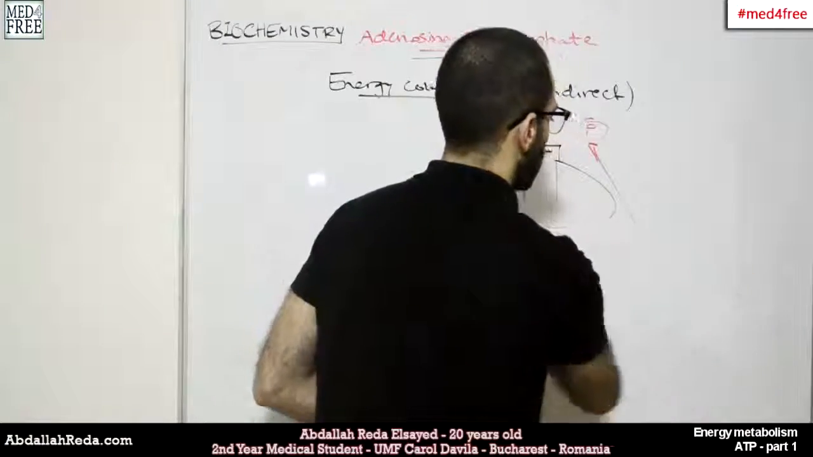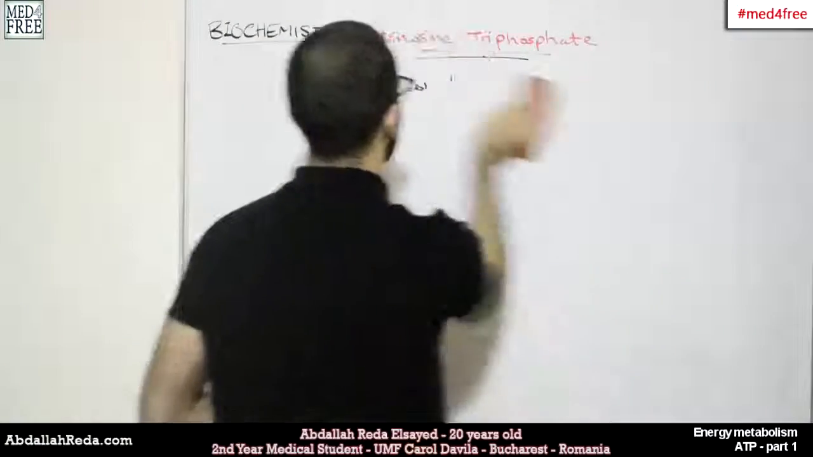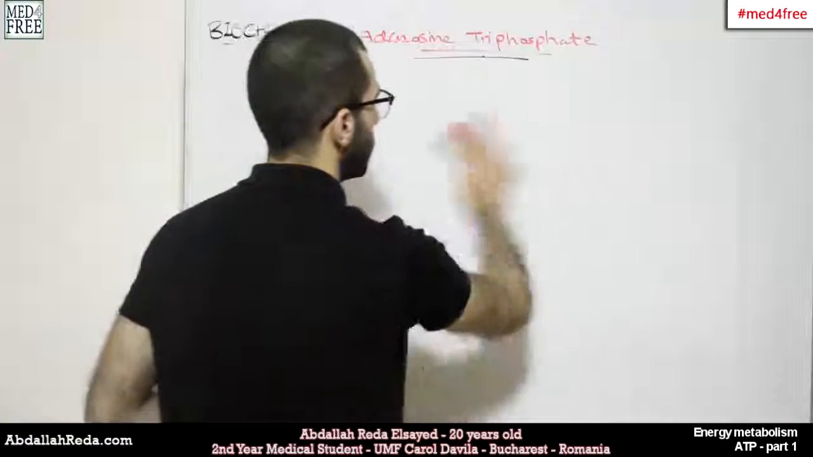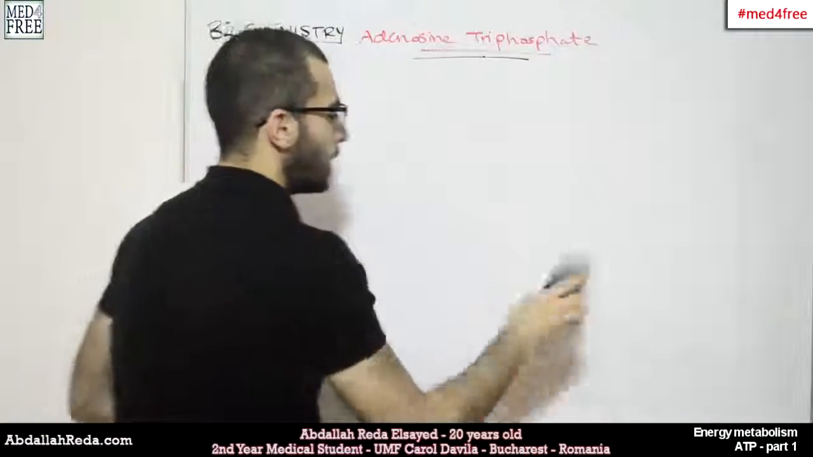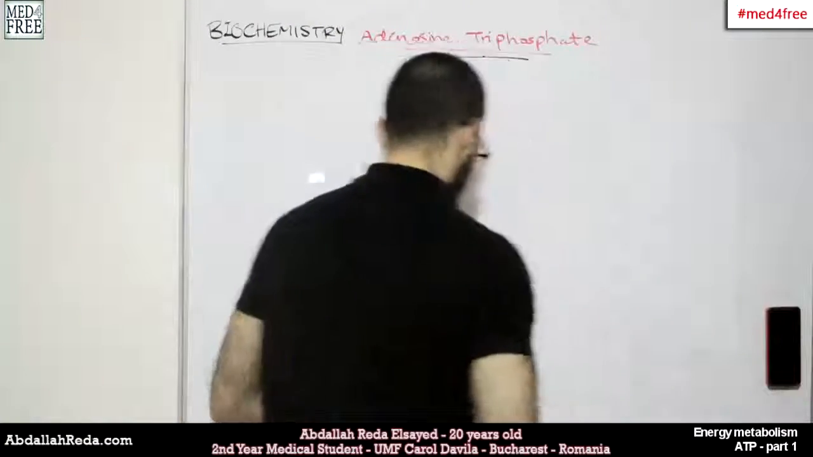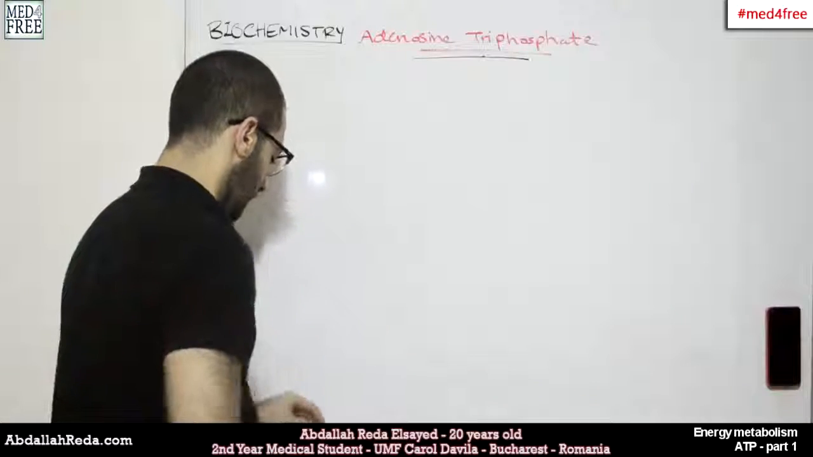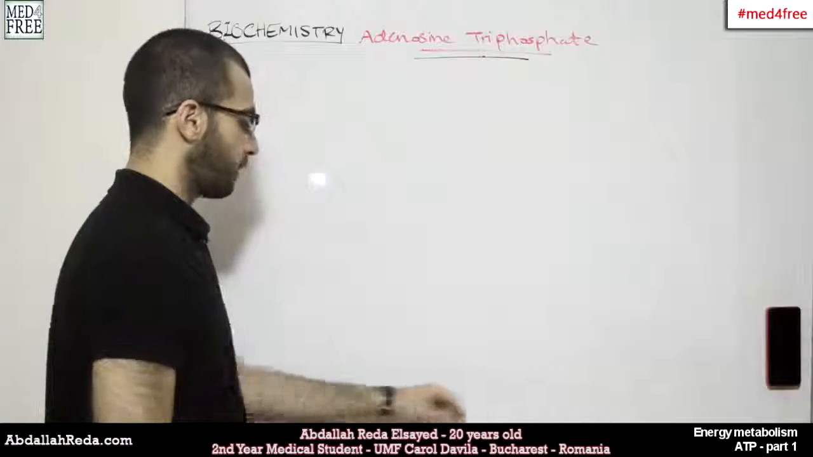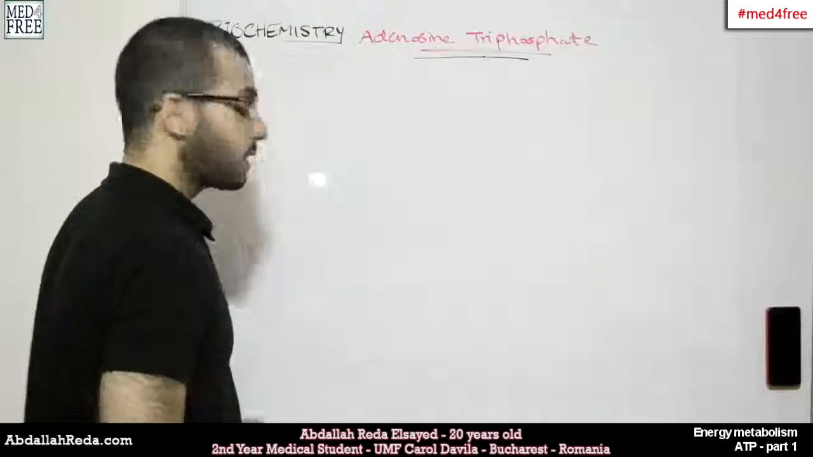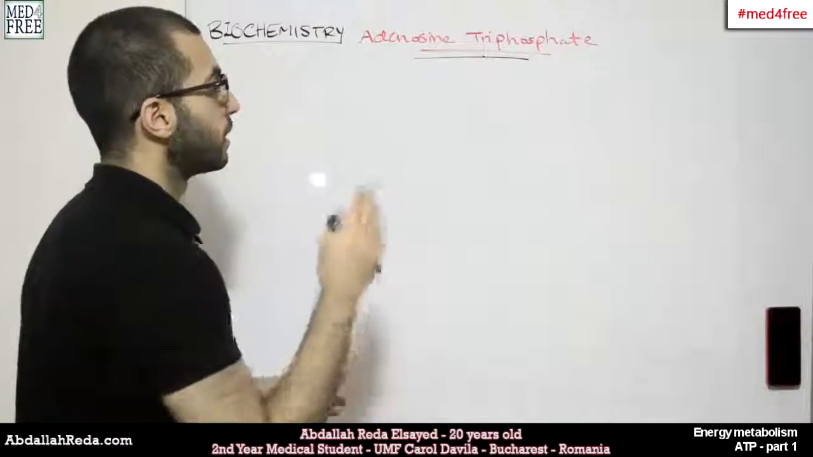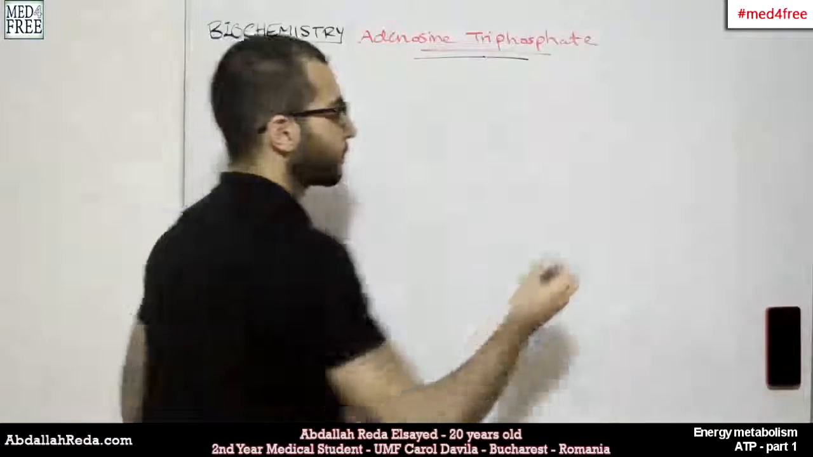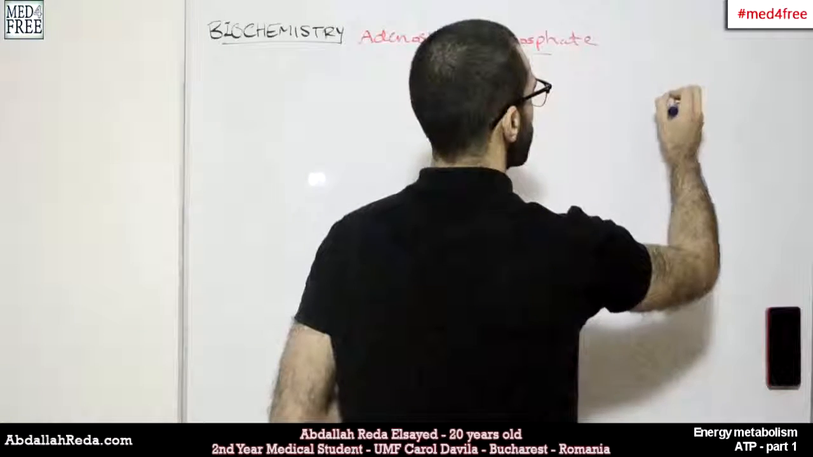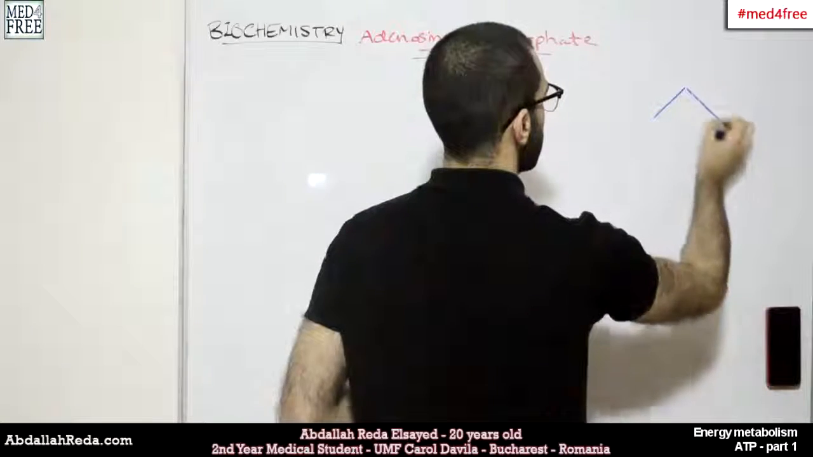So why is it that way? What does ATP do in order to release energy and supply the chemical reactions with sufficient energy? The first thing that we need to know is the structure of ATP. So the structure of ATP looks like this.